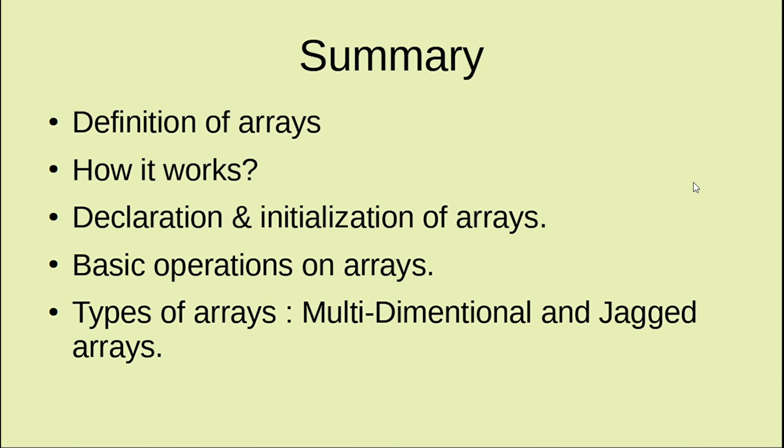Okay, so today we learned about arrays in C Sharp, how they work, how we declare and initialize an array, and basic operations on arrays, like how we can set or update a value, and also the other two types of arrays supported in C Sharp, that is multi-dimensional array and jagged array. So I hope you have learned some basics of arrays in C Sharp today, and it is useful for you in further learning in data structures.